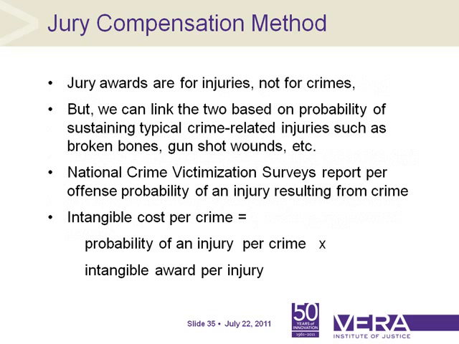The thing to note about the jury compensation method is that jury awards are assigned for injuries, not for crimes. But we were able to link these two based on the probability of sustaining certain injuries. For example, a robbery would have perhaps injuries like gunshot wounds, cuts, scrapes, etc. And we have data from jury verdict research which provides information on jury awards per injury. We also have information from the National Crime Victimization Survey and supplementary studies conducted by Ted Miller and colleagues that tell us what the probability of injury is for these 3 offenses that we're focusing on. So we're essentially able to piece together this information to estimate the value of pain and suffering for rape, sexual assault, aggravated assault, and robbery.